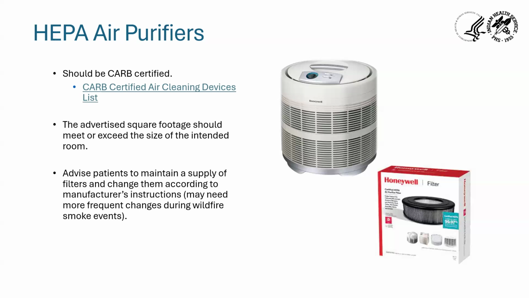For sizing, you want to make sure the advertised square footage meets or exceeds the room. Some air purifiers have what's called the clean air delivery rate advertised. For that, make sure you're looking at the clean air delivery rate for tobacco smoke, and make sure the number is at least 65% of the room size. So if you have a 150 square foot room, you want to make sure the CADR is 100. That's how you size it with the clean air delivery rate.